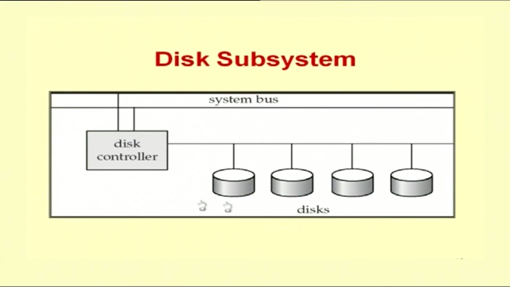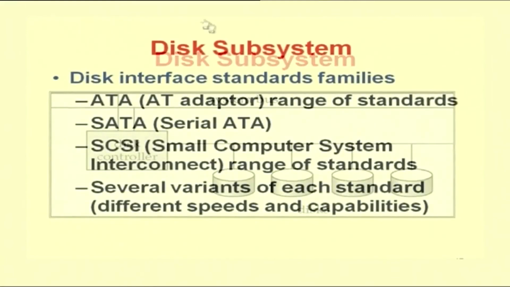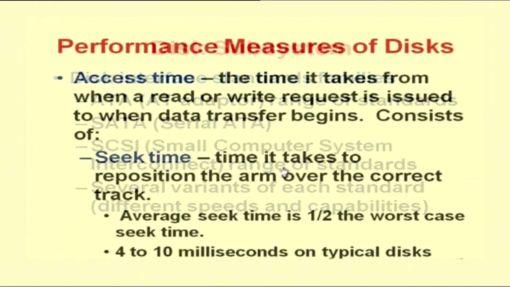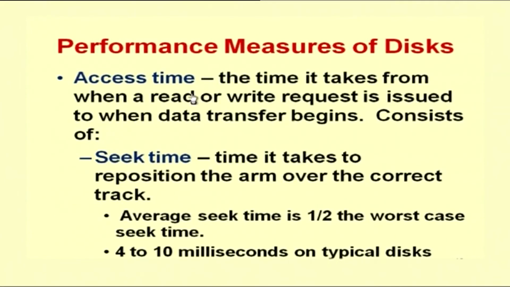So, this is a typical example of how you have a system bus and a number of disks here, and this is the disk controller which will manage each of the disks. And then you have disk interface standards also. You have ATA, which is the AT Attachment range of standards, and you have SATA. When you are buying a computer, you would have looked at the SATA disk, serial ATA, and then you have SCSI, that is the Small Computer System Interface range of standards, and you have several variants of each of these standards. Now, when we look at disks, what are the performance measures of these disks? One is the access time and one is the seek time. I have already been telling you about this.